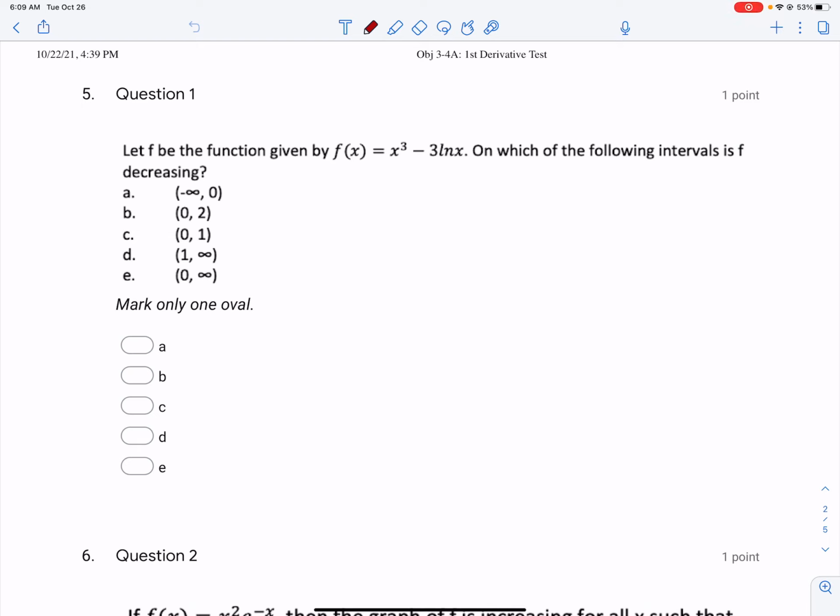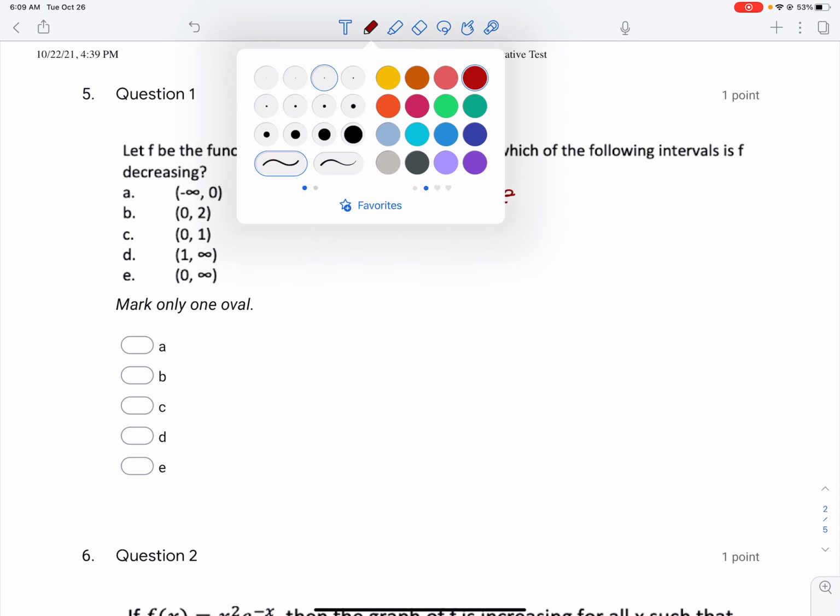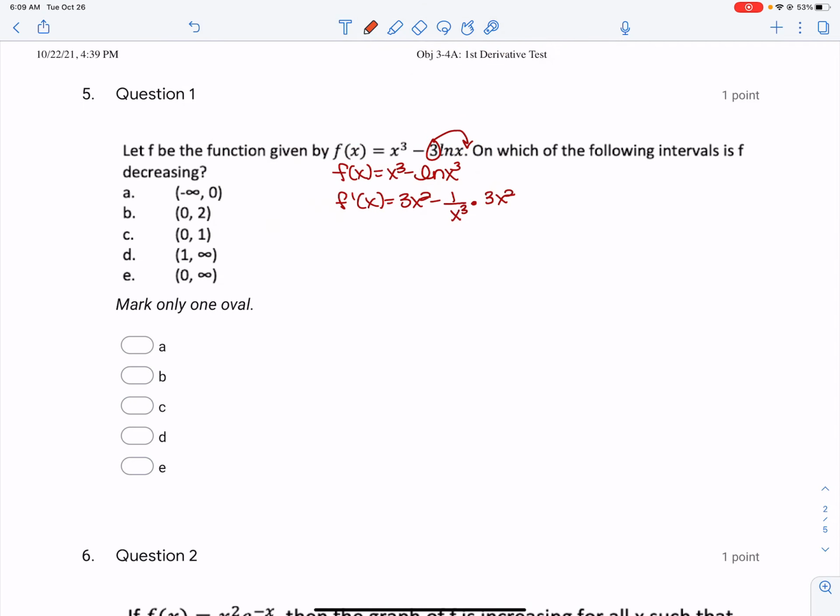All right, so let's go ahead and take a look at this one. I'm going to move this 3 to the exponent here. So f of x is equal to x cubed minus the ln of x cubed. My derivative, f prime of x, is equal to 3x squared minus 1 over x cubed times the derivative of x cubed, which is 3x squared, because of chain rule. Remember, I told you chain rule can come back.